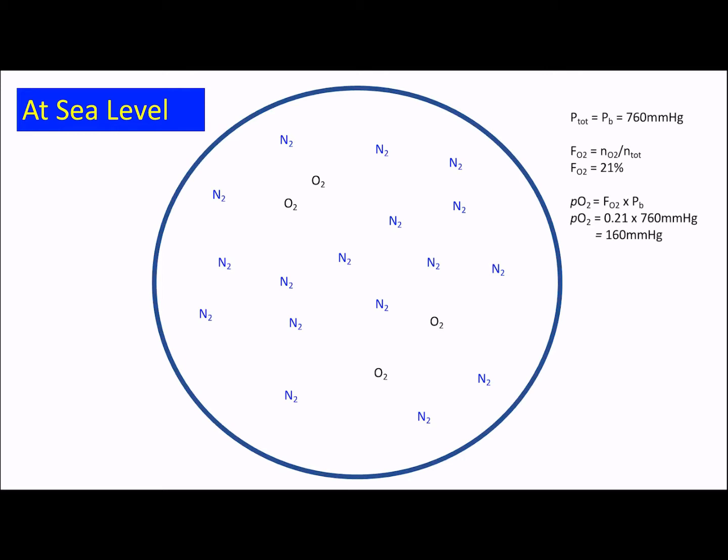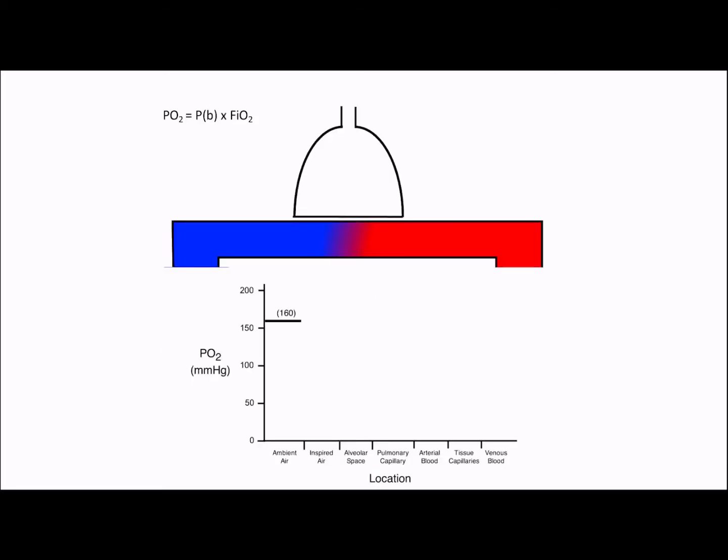Let's consider the atmosphere. Now, the atmosphere has gases, gases are molecules, and molecules exert pressure. At sea level, we can measure the barometric pressure at 760 millimeters of mercury. Now, 21% of the gas is oxygen. So we can say that the partial pressure of oxygen is 21% of 760 millimeters of mercury, which is 160 millimeters of mercury. Now, let's look at the lungs. So obviously, to get oxygen, we get it from the environment. So we know that the partial pressure of oxygen is simply the barometric pressure times the fraction of inspired oxygen.